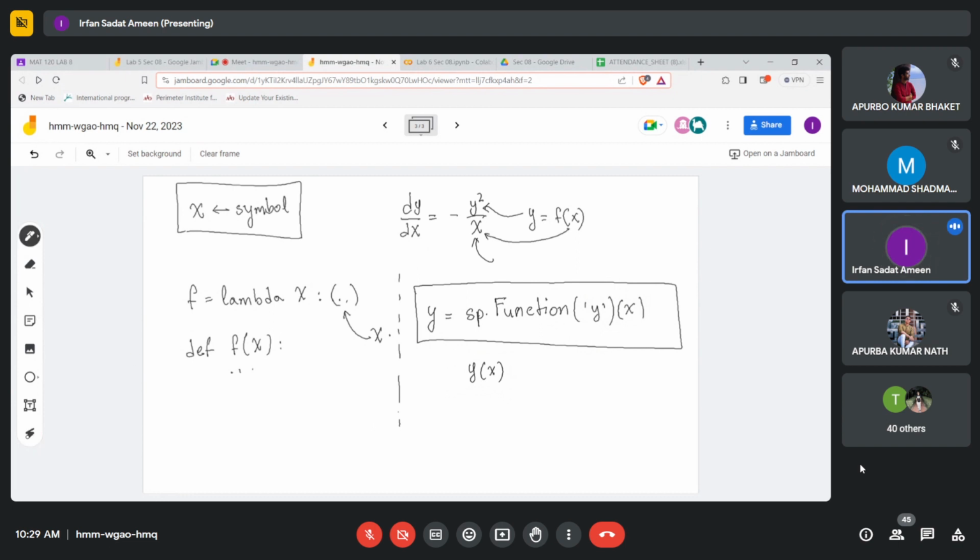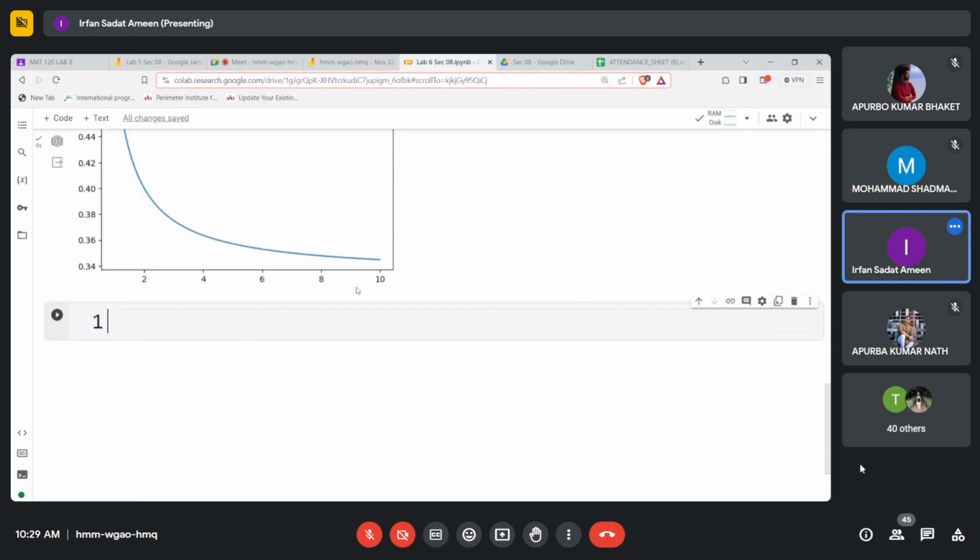The rest will be in Colab. So we need to make a function, and then we need to write the expression, right? The expression for our dy by dx. So we first make it a function, as I have shown you.